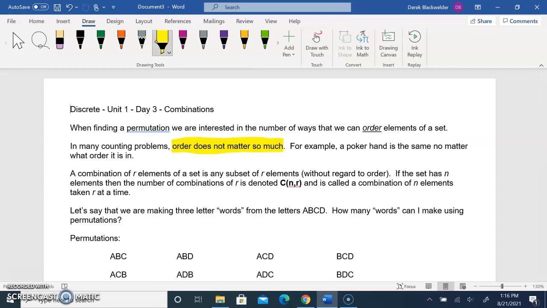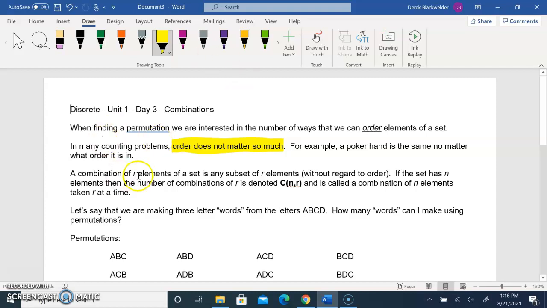Like, let's say you're playing poker. You draw out 5 cards in your hand. It doesn't matter what order you get those cards in your hand, they're just in your hand. So these are the things you want to think about whenever you're doing these. Does order matter? Does order not matter? If order does not matter, it's a combination. If order does matter, it's a permutation.